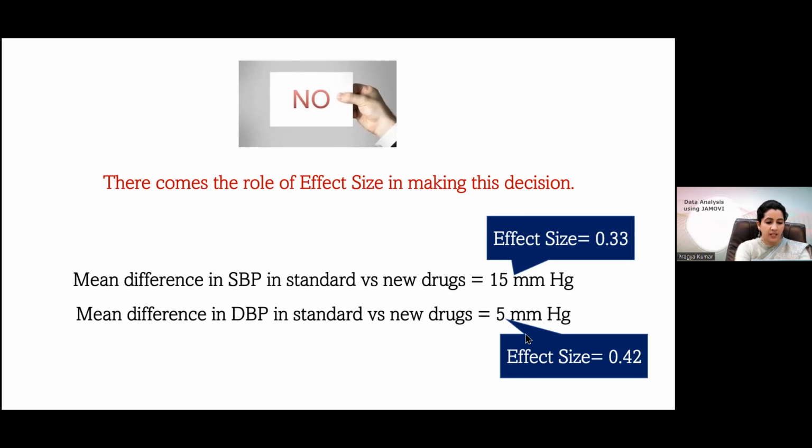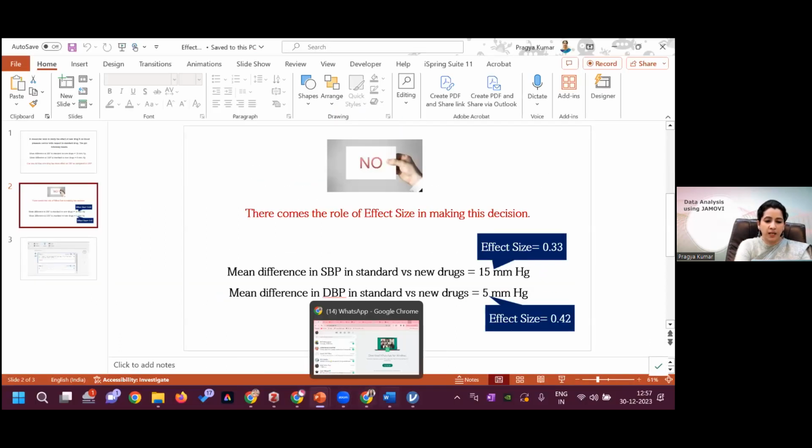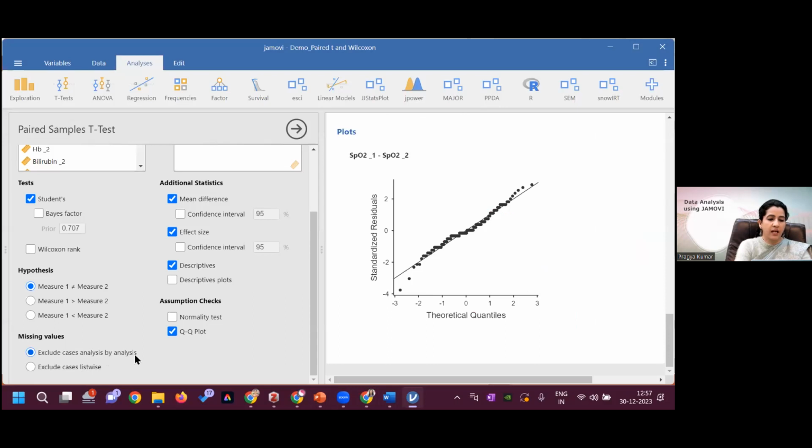Okay. And then comes what I was asking about, this exclude cases analysis by analysis and exclude cases listwise. What do you mean by this? Can anyone explain this? This default option is always clicked. When you click exclude cases analysis by analysis, it will only delete that particular variable which is missing. If you click exclude cases listwise, then what will happen? The whole row will be deleted.